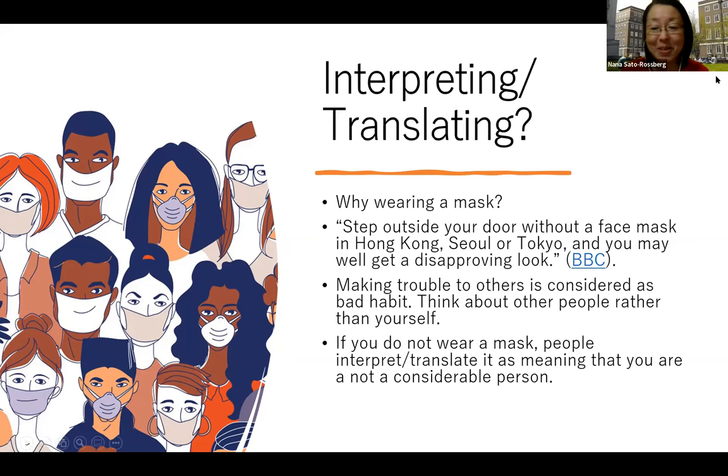And I found a very interesting article from BBC. This was published like two days ago. I don't remember, but anyway, recently. There is an article which was written by a Singaporean, and he precisely stated this: step outside your door without a face mask in Hong Kong, Seoul, or Tokyo, and you may well get a disapproving look. I can show you how people will look at you if you don't have a mask, even now in Tokyo.